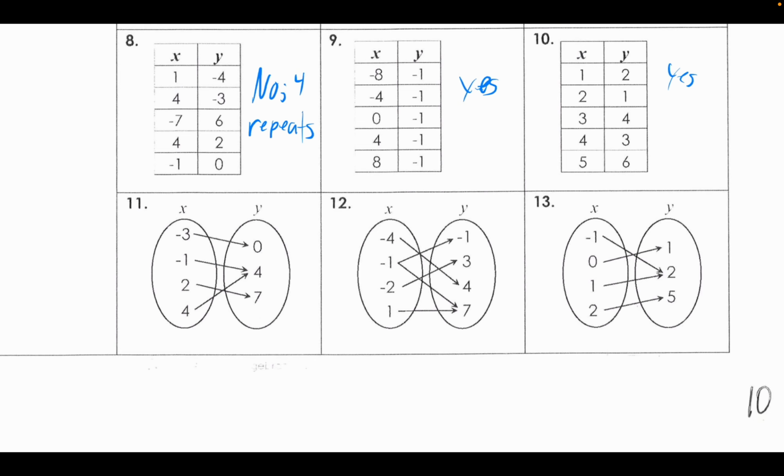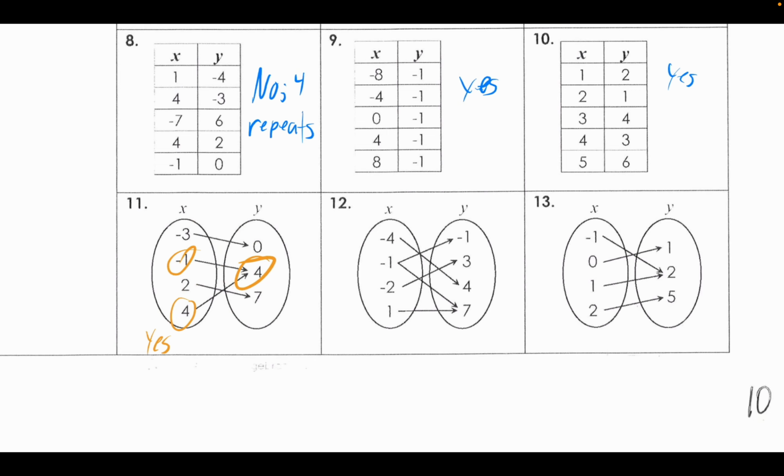Hopefully you tried these by now. As we look at these, we have to remember that each arrow signifies an ordered pair. So (-3, 0), (-1, 4), (2, 7), and (4, 4) are the ordered pairs. There's 4 of them here. And this is a function, even though we have both -1 and 4 going to 4. That's because, once again, we can have 2 x's going to the same y value, but it's a concern when there's one x going to multiple y values.